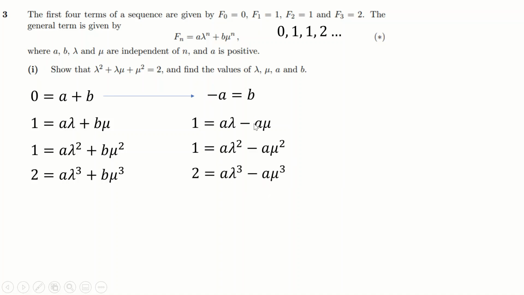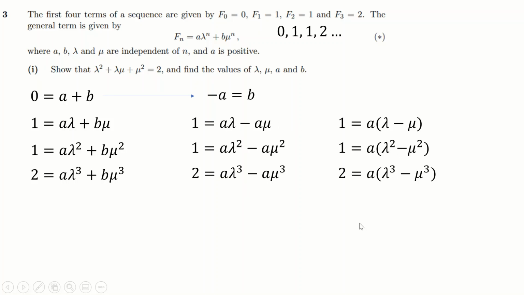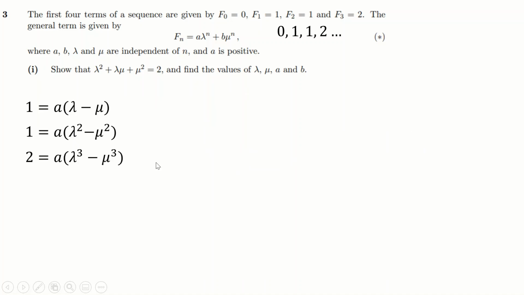And now I can look at this and think, well, I can factorize out a from all 3 lines, right? So this is a into lambda minus mu, this is a into lambda squared minus mu squared, and so on. Okay, so I'm making good progress here. Got 3 equations in 3 unknowns now, so that's excellent. Now this one I can't do too much with right now, but look at this one here, that's the difference of 2 squares. So that's going to be a into lambda minus mu, lambda plus mu, which is cool.